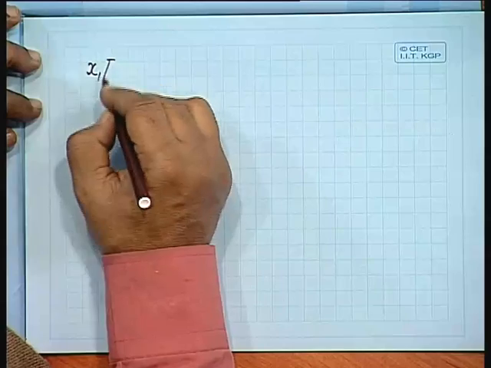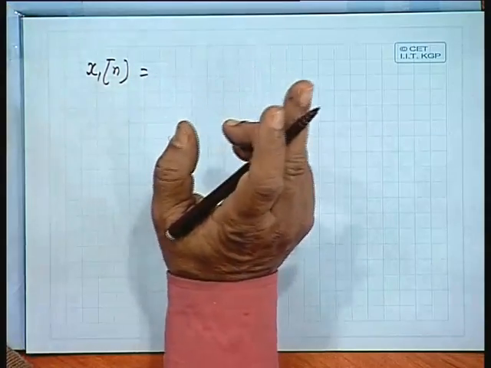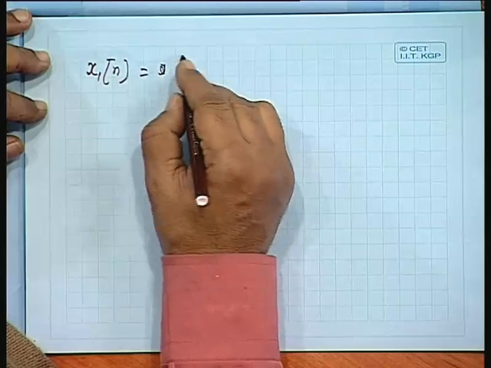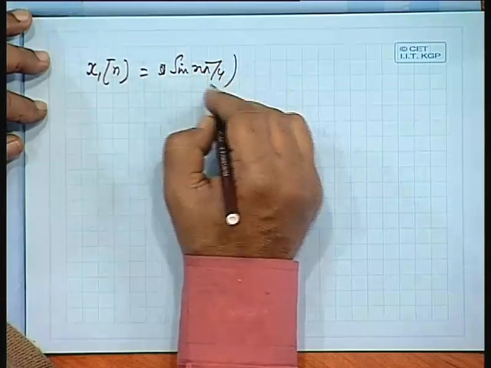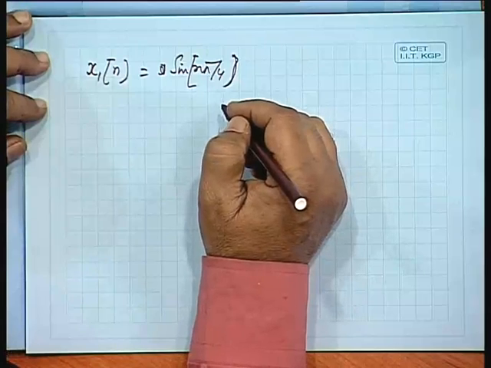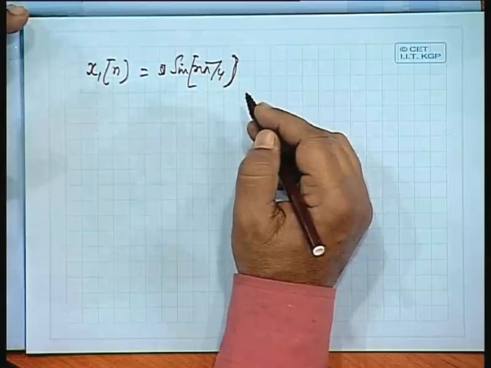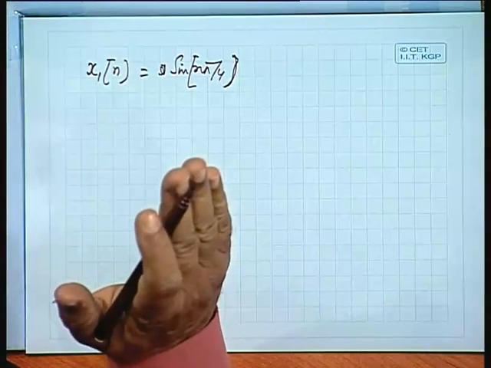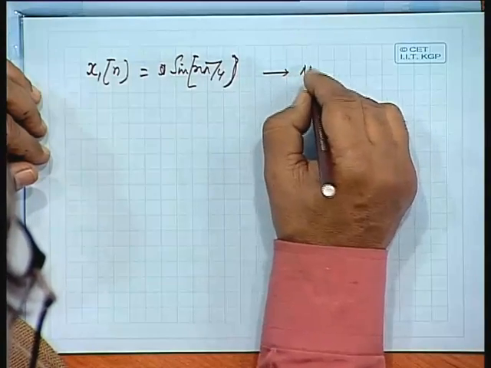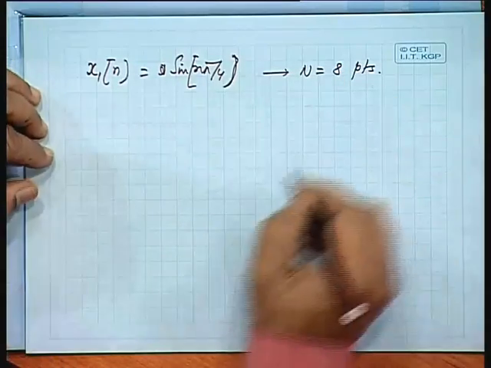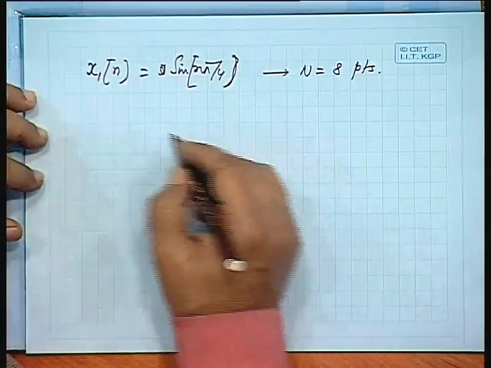Now, in our case, in this example, x1[n] is one period of a periodic function, sin(n pi by 4). How many points are there in the sequence? We are taking just one period of the periodic sequence. So what is that one period covering? How many sequence points are there? 8. Pi by 4 is the basic unit, so there are basically 8 points.